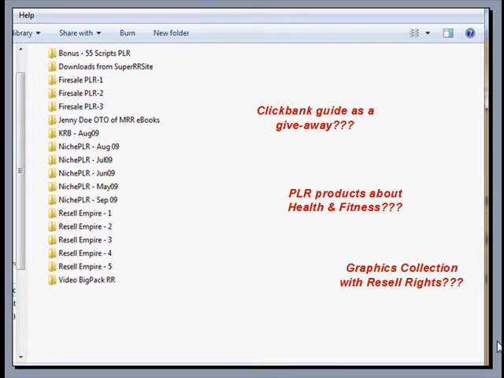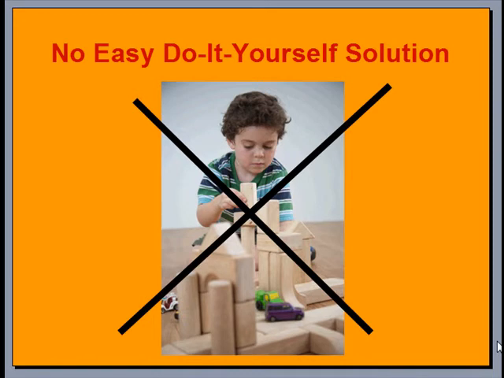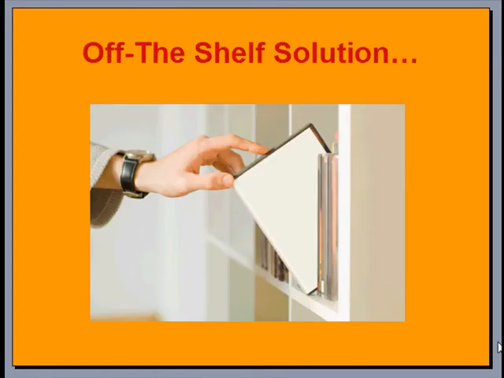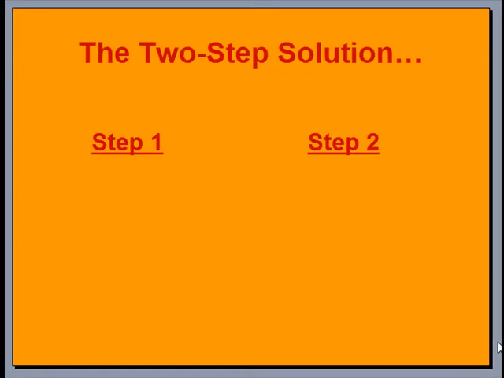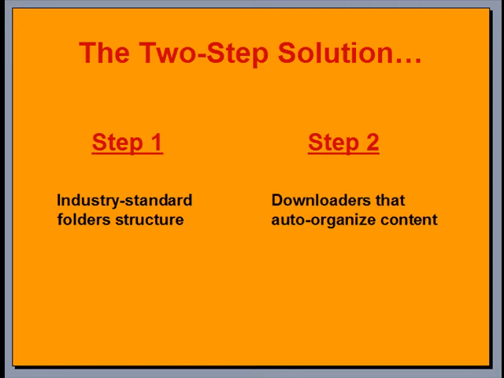The fact of the matter is this: there simply isn't an easy do-it-yourself solution to this problem, and I'm sure you know that's true from your own experience. But the good news is that there is an off-the-shelf solution that you can get your hands on immediately. And this solution has two steps. The first is that we need an industry standard folder structure for internet marketing information. And the second is that we need downloaders that automatically organize our content into those folders.